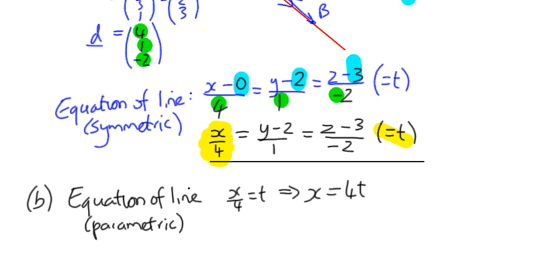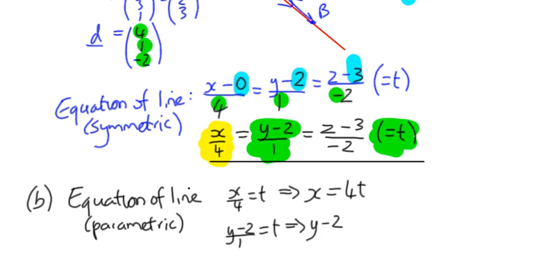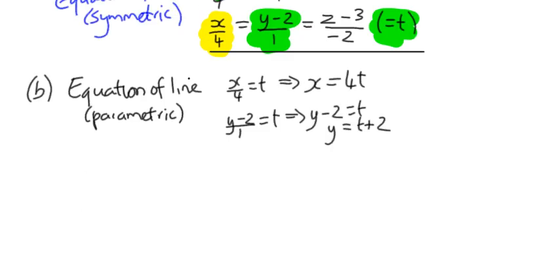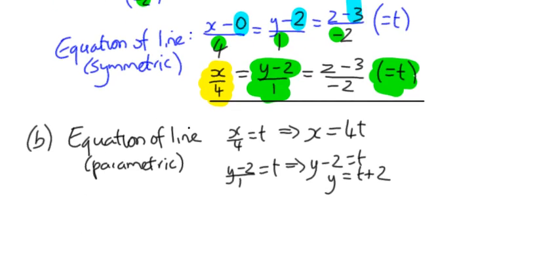We can say y minus 2 over 1 equals t. So that tells me that 1t is equal to y minus 2, so y equals t plus 2. So we're just rearranging it instead of t being the subject of our equation. It's going to be the x, y, or z.